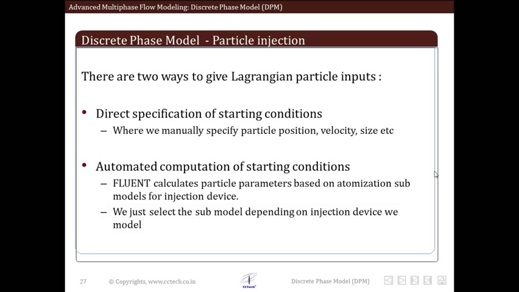What we need to do is identify which type of injection device we are trying to model and then select the submodel which is closest to that injection device.